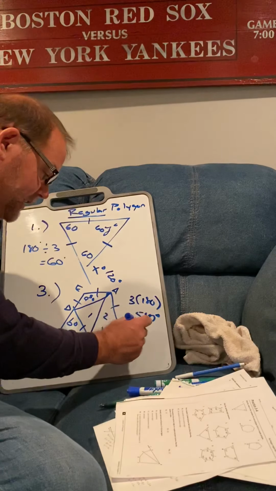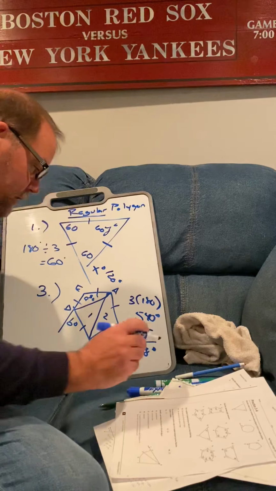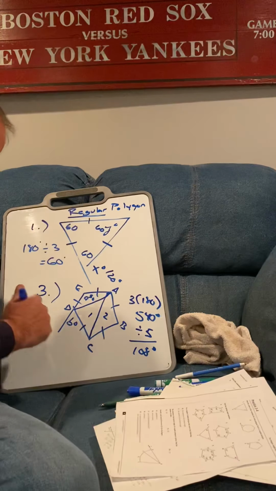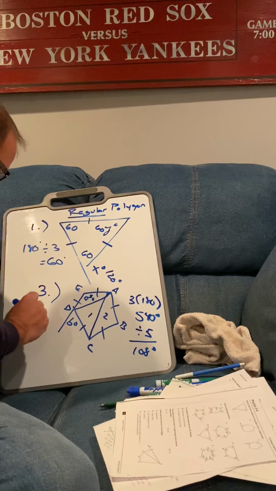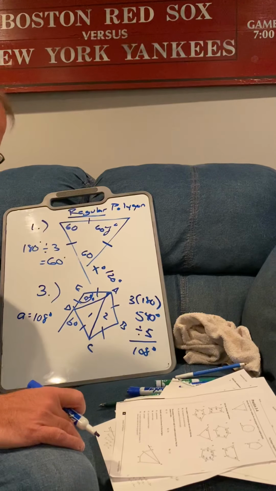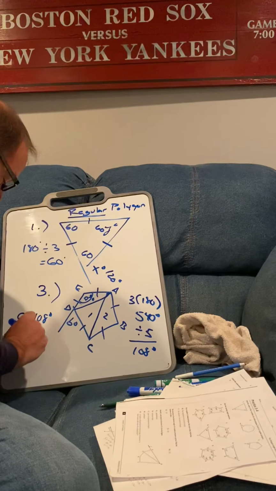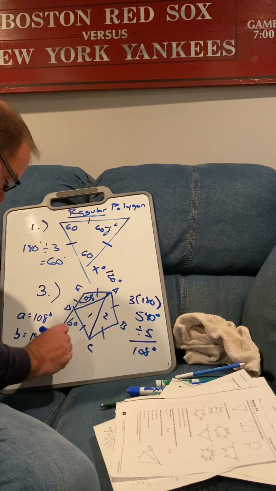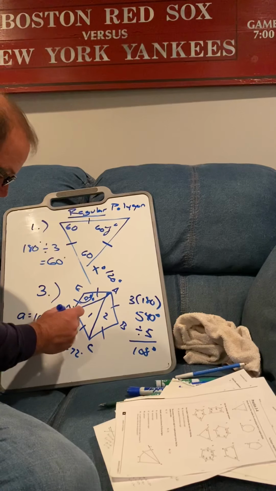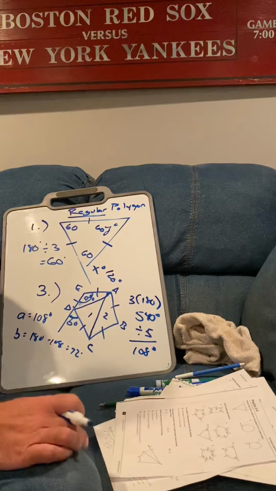So how much would each angle equal? Well, if there's 5 angles, if I divide by 5, each angle is going to be 108 degrees. So in this problem, that's why A is 108. And B is going to be 180 minus 108, 72 degrees. Because again, B is that exterior angle. Exterior angle and interior angle always form 180 degrees.